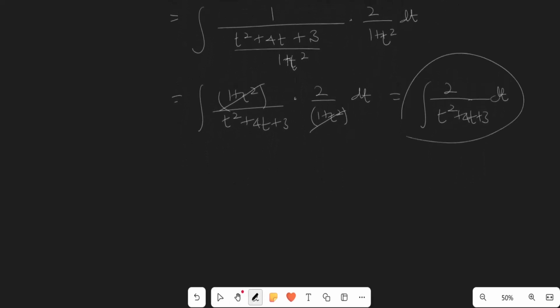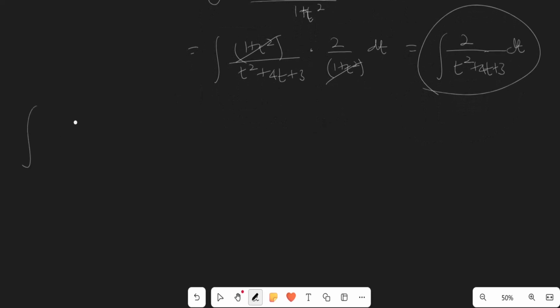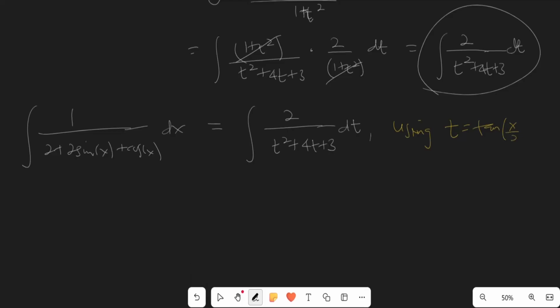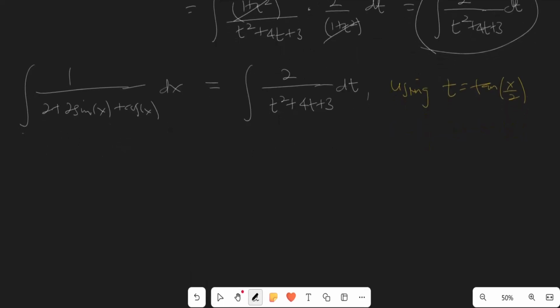So this is what our integral has been reduced to. So instead of integrating 1 over 2 plus 2 sine x plus cosine of x dx, which can be tricky to integrate, you can just use the Weierstrass substitution by letting t equal tan of x over 2, and we are going to arrive at this simple integral of a rational function. And this one, the denominator can be factored. So using the Weierstrass substitution, t is equal to tan of x over 2. So now instead of tackling this, we tackle this.